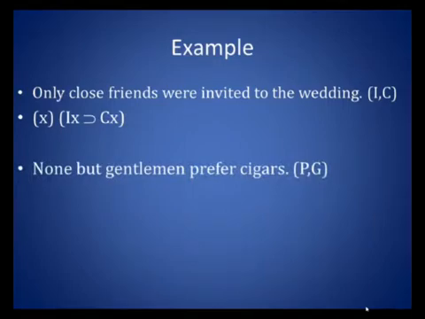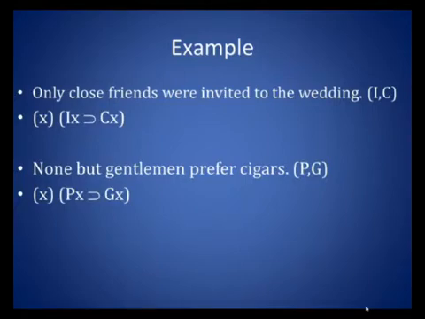Let's look at another example, this one using the none but phrase. So none but gentlemen prefer cigars. Again, we're using P here as our predicate symbol for prefer cigars, and we're using G as our predicate symbol for gentlemen. Again, because it's an exclusive proposition, this is going to get flipped around. So gentlemen will turn into our consequent, and prefer cigars will become our antecedent. So it will look like this. For all X, if X prefers cigars, then X is a gentleman.